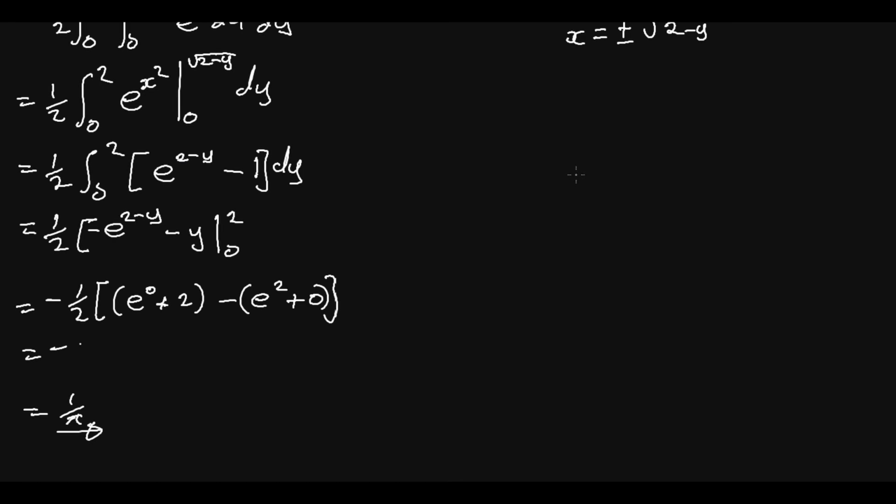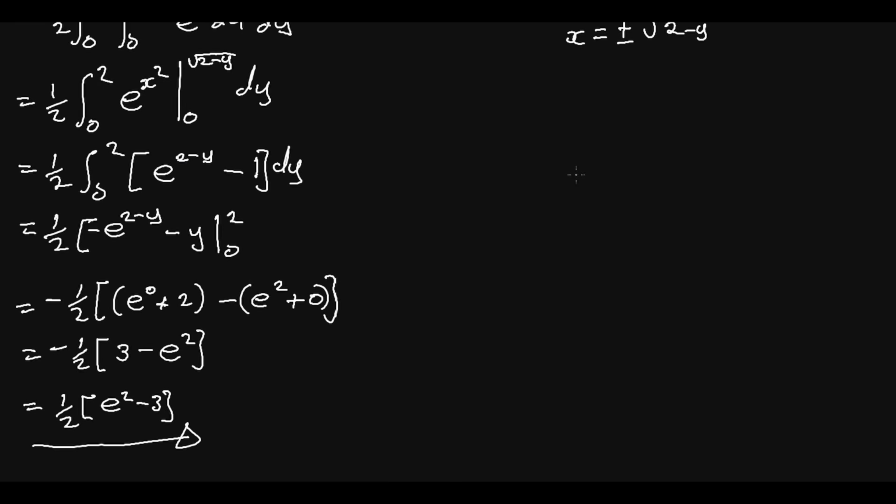So it's a minus 1 over 2. So therefore I have a 3 here minus e raised to 2. Let me erase and allow the minus to be absorbed and go inside. So this is e raised to 2 minus 3, over 2. I'll stop here. Right. So this is what we get.